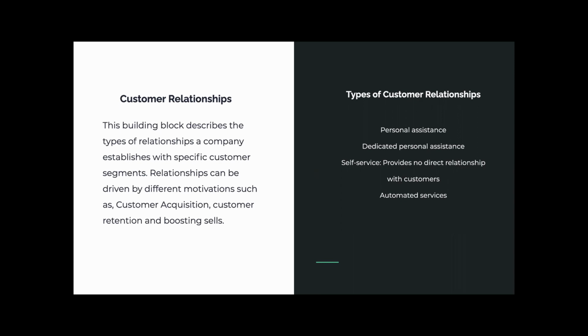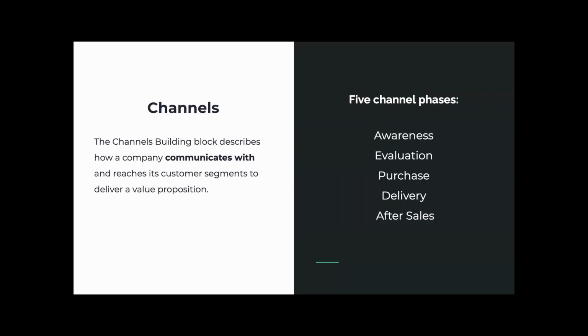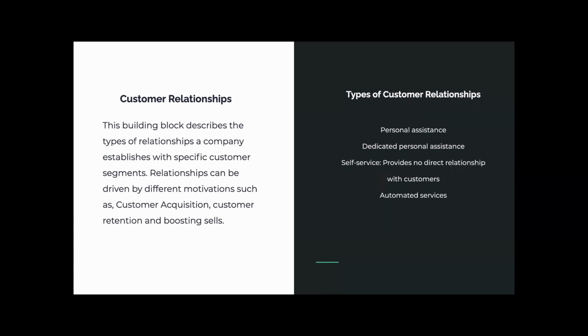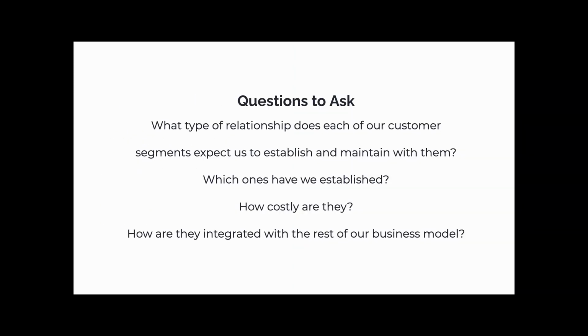So this is more about the relationship. This is more about maintenance, where the previous segment is about reaching them. This is about like when you do reach them, what's that relationship look like? So questions to ask for this building block is, what type of relationship does each of our customer segments expect us to establish and maintain with them, right? So initially we might be guessing, but hopefully we're going to do some research into this and find out.